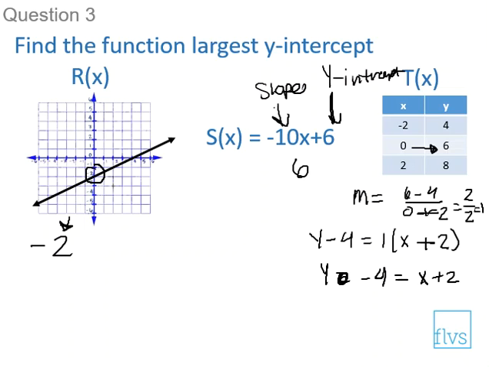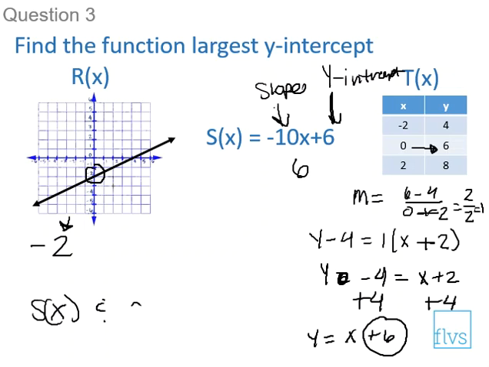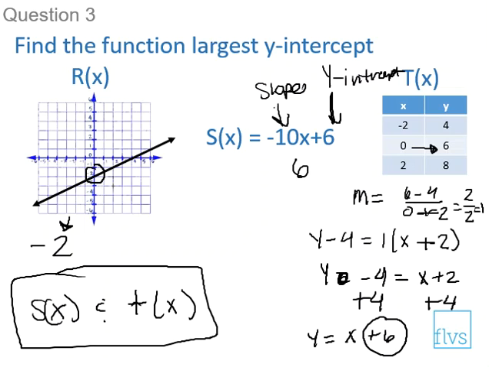Oops, sorry, I wrote that weird. And then we're going to add 4 to both sides, so y equals x plus 6. So our intercept is 6. So the function with the highest intercept is actually the same for s of x and t of x. If you have any more questions about how to compare functions, please contact your instructor.